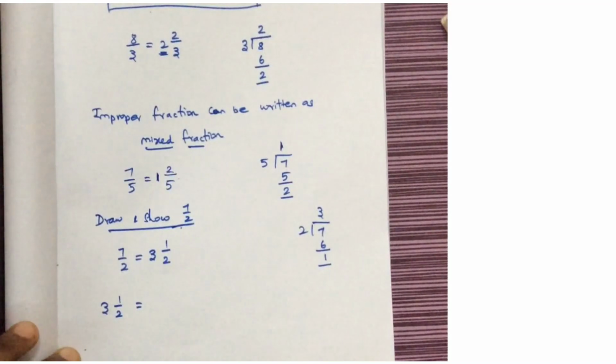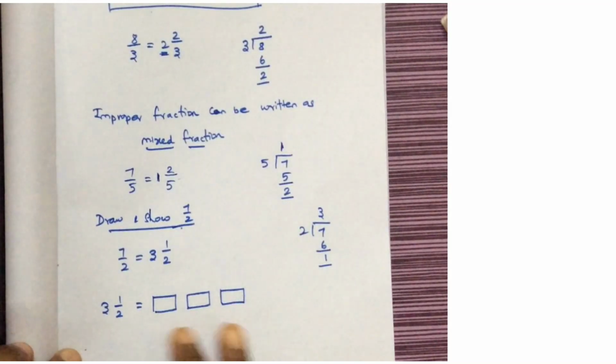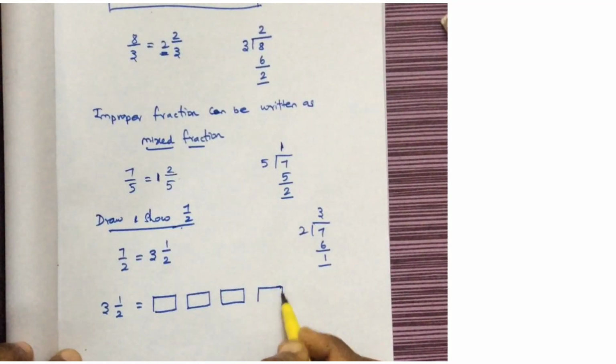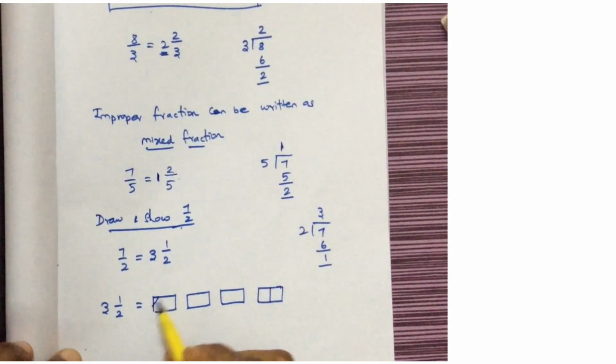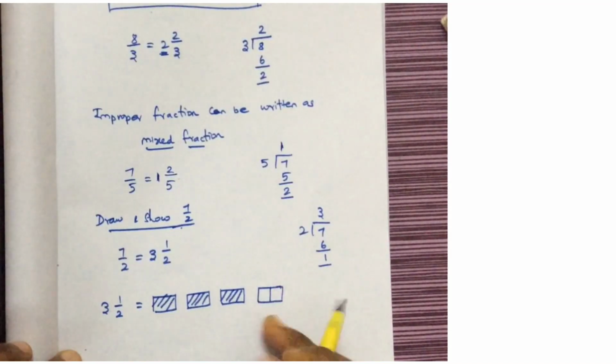Anyway, either a rectangle or a square, any shape you can take. So 3 is a whole. Whatever shape you are taking, 1, 2, 3. Okay, this is the whole thing, and one more is 1 by 2 of the same shape. So this is 1, 2, 3. This 3 is representing this 3. And what is 1 by 2? Out of this 2, you are shading only 1.